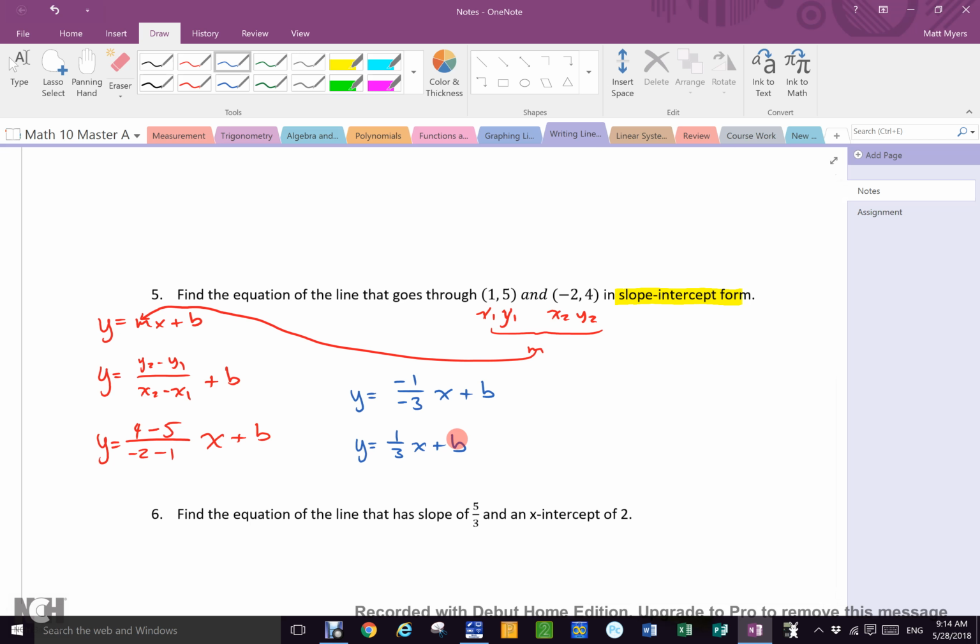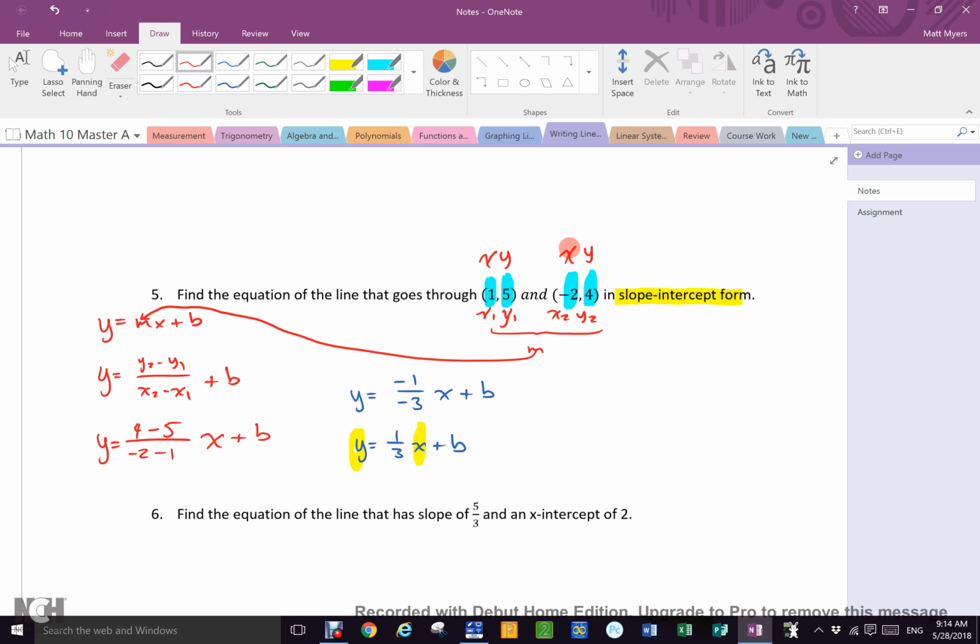How am I in trouble? We don't know the b. I still don't know b. But what do I have right there and there? X and y. And what do I have right there and there? 1 and 5. An x and a y. And what do I have there and there? 2 and x. An x and a y, which means what can I do with any one of those x's and any one of those y's? Where can I put them? X and y, in the equation.